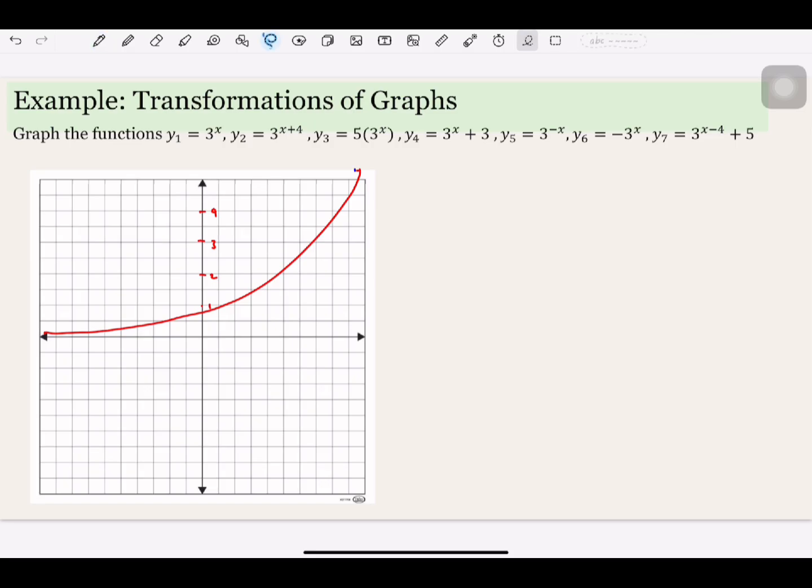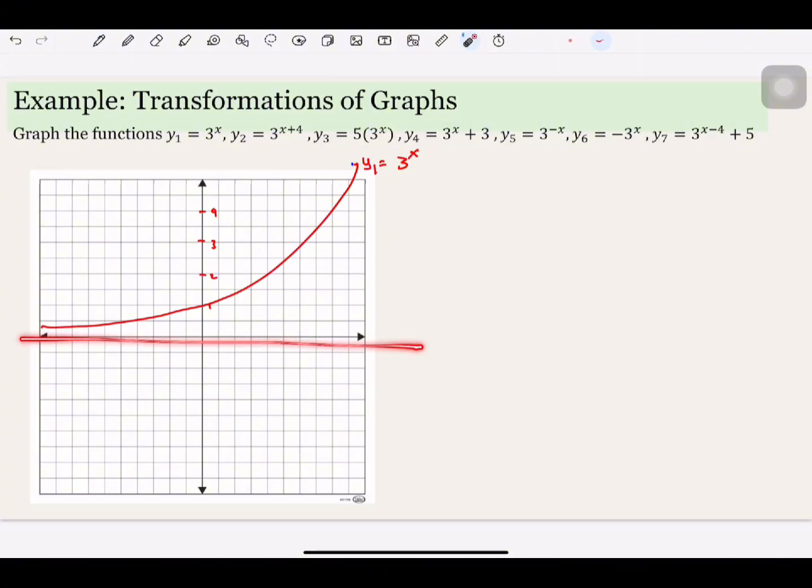So here, let's say this represents y1. Here I have taken the x-axis as the asymptote and it goes through the y-intercept 1 and it increases with x values. Now let's take the second function, y2 equals 3 to the power x plus 4. Okay, so here you have x plus 4 as the exponent, which means this is a horizontal shift.